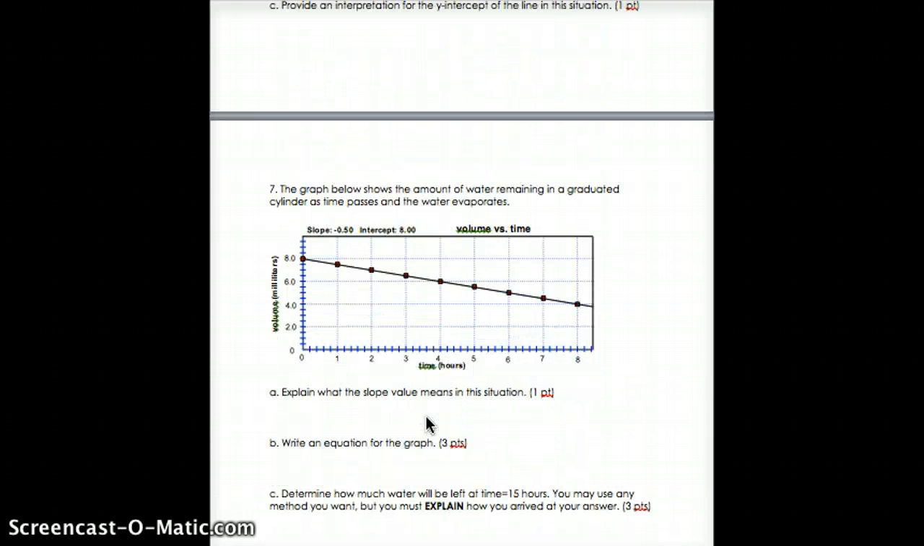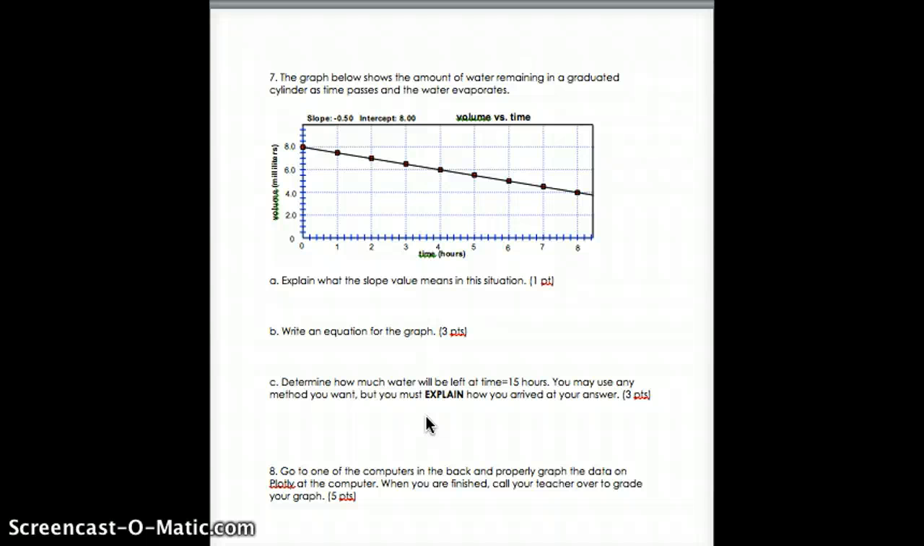Number 6 and 7 both ask them to look at the graphs more quantitatively, and so they ask them to write an equation for the graph, so not just y equals mx plus b, but a mathematical model where they replace y and x with the variables on the graph and the numbers of slope and intercept with the numbers that are given. That also includes units. For B and C, they're asked to explain what the slope value means and what the y-intercept means. 7 is very similar to 6, the only difference being the line is going down.